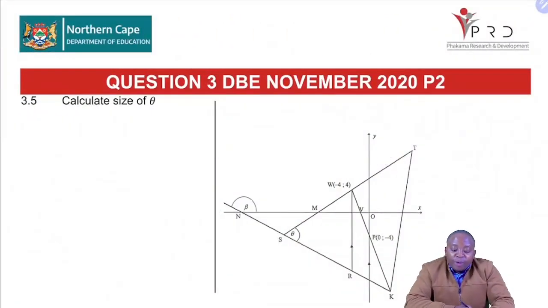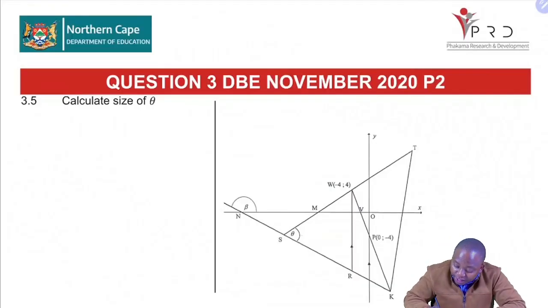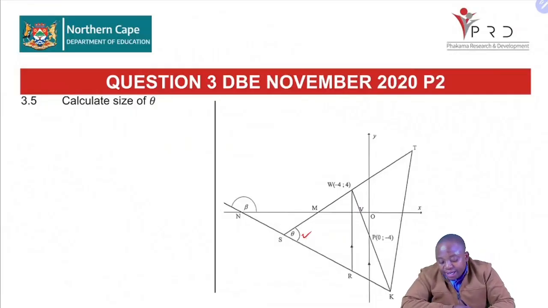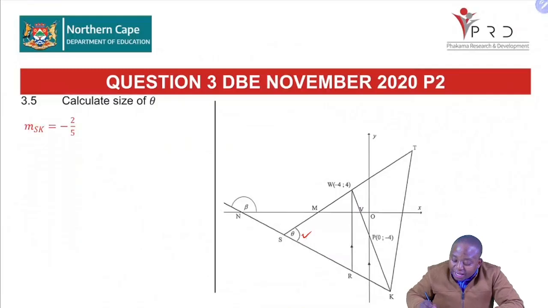Let us look at 3.5. 3.5 reads as follows: calculate the size of theta. Theta is found on our triangle right there. How are we going to find that theta? We are given SK, so we can find the beta first. Then after finding the beta, I can find that angle, and I can find the two angles right there.